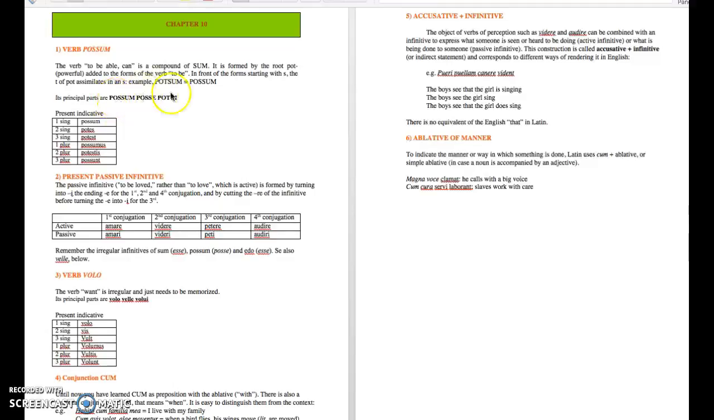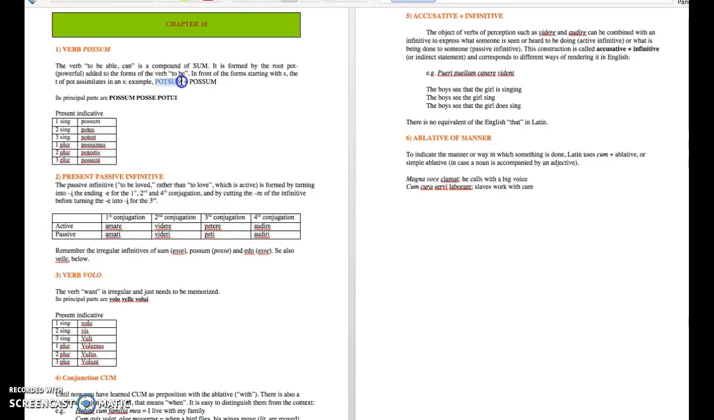Now, the verb possum, which means to be able, corresponds to I am able to do something, or I can do something in English, okay? To be able, can, is a compound of sum because it is formed basically by the verb to be, I am, plus the root of the adjective and participle powerful, okay? This root is pot, that gets attached to the forms of the verb sum.